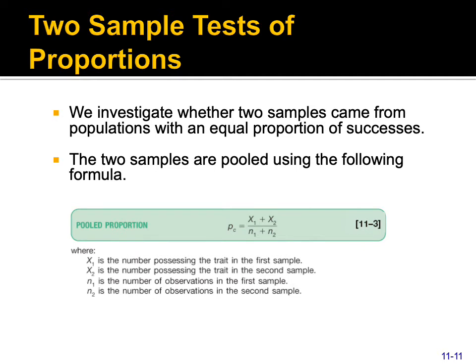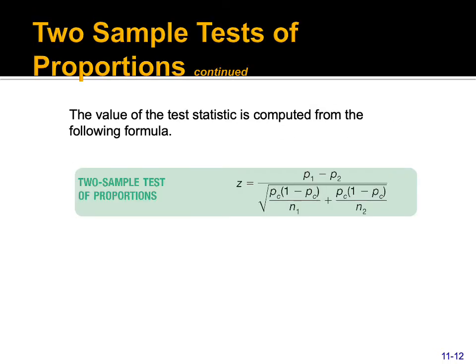So we investigate whether two samples came from populations with an equal proportion of success. This is our key assumption. The two samples are pooled initially using our formula. This is the pooled proportion equation. You see it's called PC. And that's done by taking the number of successes in the first sample plus the successes in the second divided by the sample size of each. The z-test statistic for step 5 is calculated this way. So sample proportion 1 minus sample proportion 2 divided by the square root of the pooled proportion, etc.